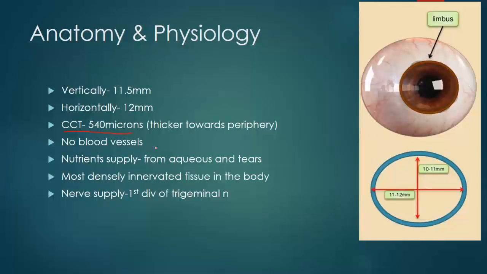If there is no blood supply, where are the nutrients coming from? The nutrients are coming from three sources. One is the aqueous, one is the tear film, and the third are the limbal arteries or the limbal vessels surrounding the cornea. Usually the aqueous is the main source for glucose and the tear film is the main source for oxygen supply. Coming to the nerve supply of the cornea, it is the most densely innervated tissue in the body and is supplied by the first division of the trigeminal nerve.